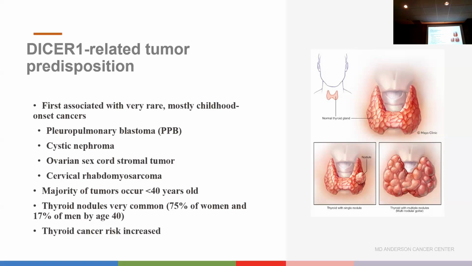Several types of rare tumors, including pleuropulmonary blastoma, cystic nephroma, which is a tumor that happens in the kidney, and a certain type of rare ovarian and cervical cancers can be seen in this condition. And a majority of the cancer risk is expected to be before the age of 40. The more we learn about this condition, the more we realize that thyroid nodules and cancer may be some of the more common manifestations in a family.